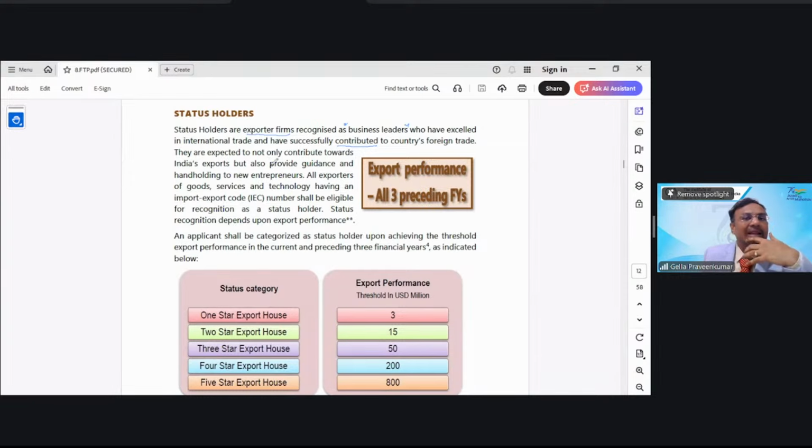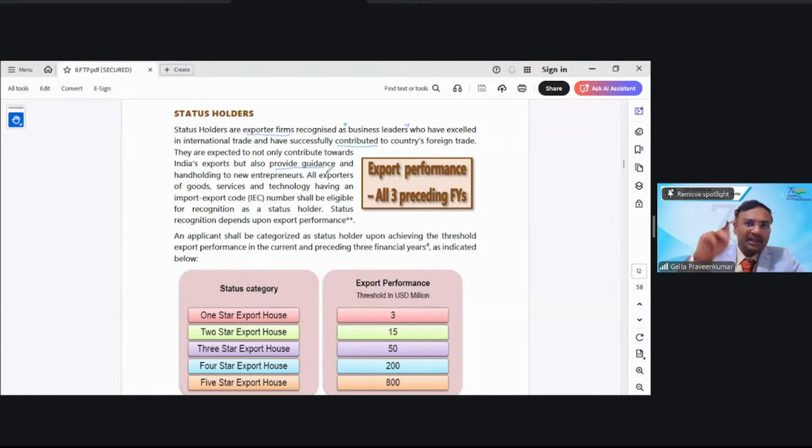Now, they are expected not only to contribute towards Indian export, but also to provide guidance. Like they would say, look, in so-and-so nation, when the goods consignment comes, this is the turnaround time, this is a prior intimation declaration, there is ease of business. So when they make a recommendation, those recommendations are examined in India.